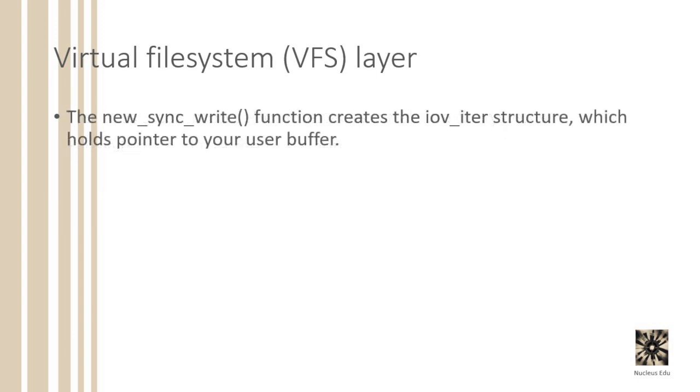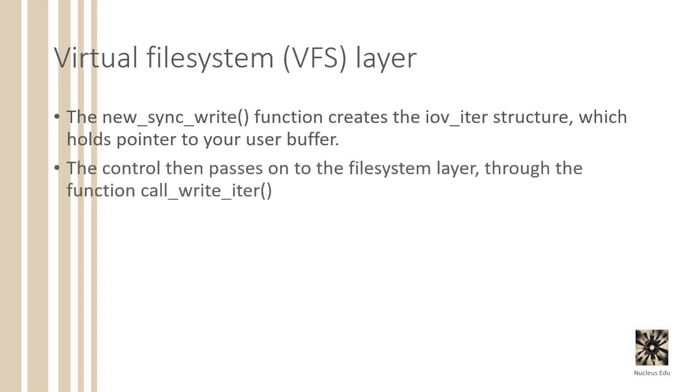Right, so the new_sync_write function first creates an iov_iter structure, which is the IO vector iterator structure, for the buffer that you had passed to the write system call. One of the parameters in the iov_iter structure holds a pointer to your user buffer, and another one holds the count that you want to write, the number of characters that we sent to the write system call. Once that is done, the control then passes on to the file system layer through the function call write_iter.